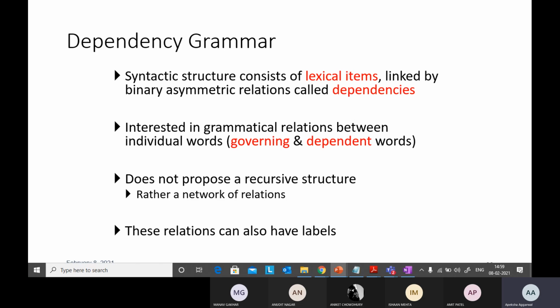Next one is dependency grammar. This is the second type of grammar. I'm just introducing this one, but we are not going to use it. In dependency grammar, syntactic structures are linked by binary asymmetric relations called dependencies. You will find some people using this dependency grammar if you scroll through online videos. It does not propose a recursive structure; instead it creates a network of relations.